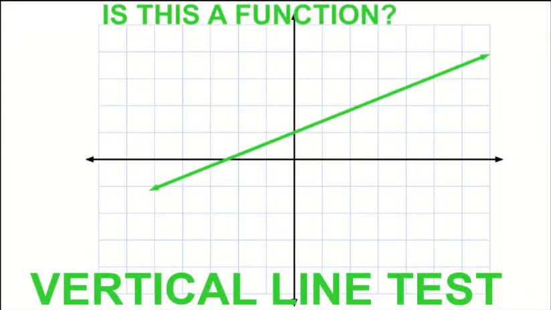All right, so I got a graph here. We do a vertical line test, okay? Which way is vertical? Up and down. So if I draw a vertical line, how many spots is it touching that graph? It's touching one spot right there, right? So if I move my line, everywhere I move it, how many places is it touching that green line? Just once. That means it is a function, okay?